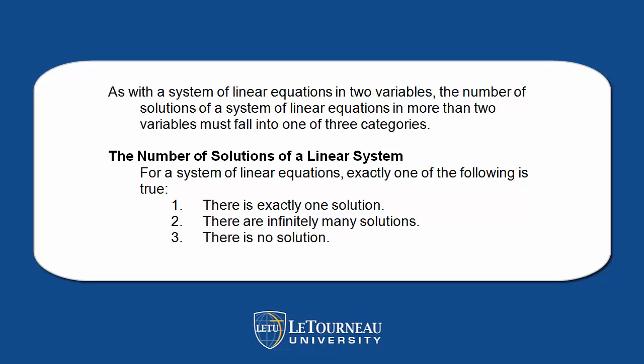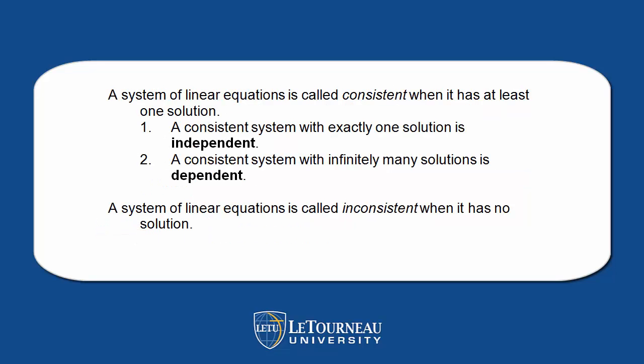So let's look. How many solutions should we expect? Well, for a system of linear equations, exactly one of the following is always going to be true: one solution, infinitely many solutions, or no solutions. Now, two new words. A system of linear equations is called consistent when it has at least one solution. If it has exactly one solution, those equations are independent. If it has infinitely many solutions, they are dependent. And if it has no solutions, we have an inconsistent system.